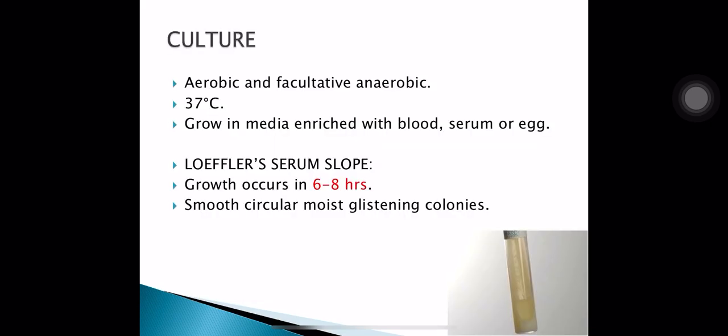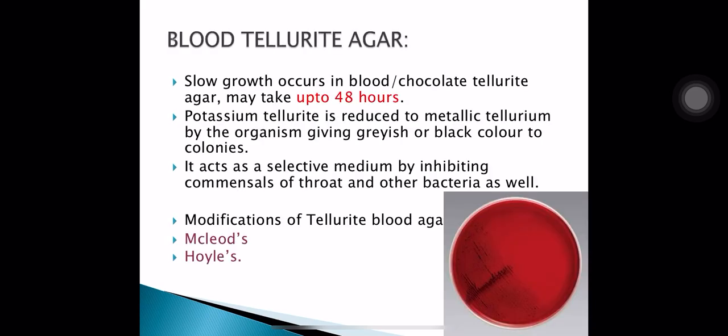In culture, Loeffler's serum slope and tellurite blood agar can be used. On Loeffler's serum slope, the bacteria grow in only about 6 to 8 hours, and smooth, moist, glistening colonies can be seen. On tellurite blood agar or tellurite chocolate agar, the bacteria can take up to 48 hours to grow, and black colonies are produced because potassium tellurite is in the medium, and it is reduced to metallic tellurium by the organism, giving a grayish or black color to the colonies.